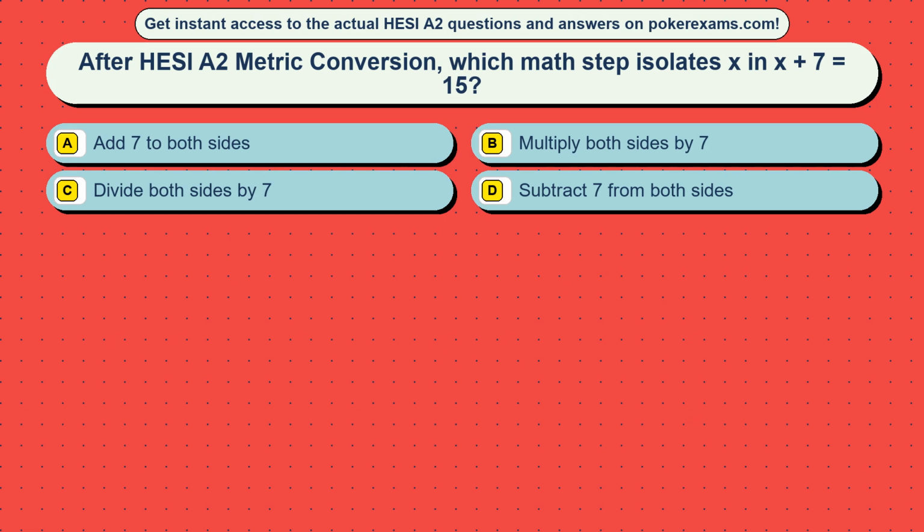Question 26. After HESI A2 metric conversion, which math step isolates x in x plus 7 equals 15? Option A, add 7 to both sides. Option B, multiply both sides by 7.